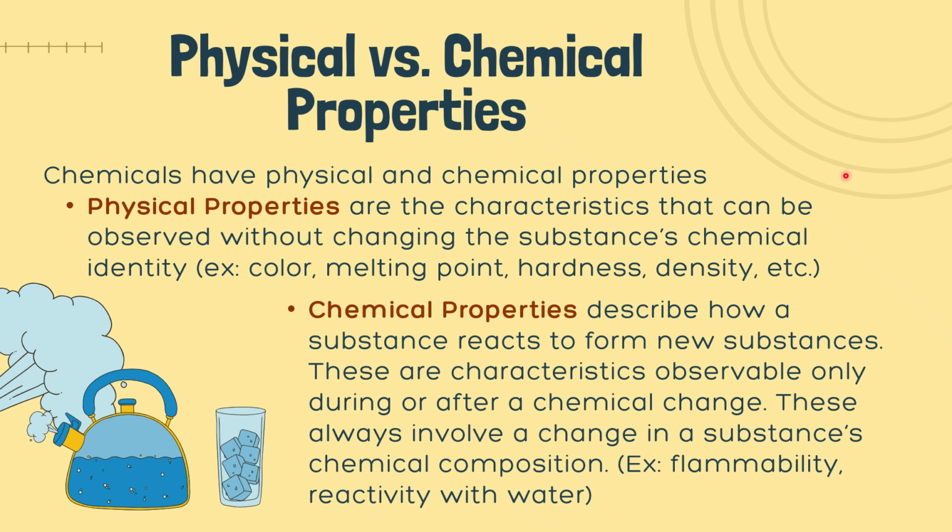So we break these down into two different properties. There's physical properties. These are the characteristics that are observed without changing the substance's chemical identity, the color, the melting point, the hardness. But the chemical properties, these are going to be the ways that we describe how a substance reacts to form new substances. They're only observable during or after a chemical change. So these are going to involve a change to the substance's chemical composition. So it's actually changing into some new type of compound or molecule. So a lot of chemical properties are things like flammability or reactivity with water, things like that.